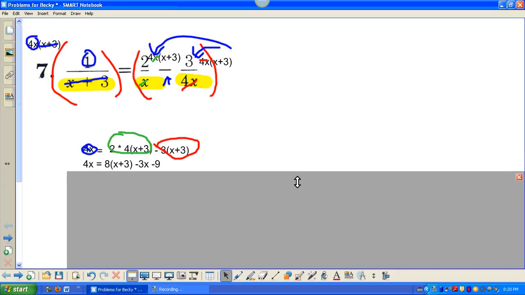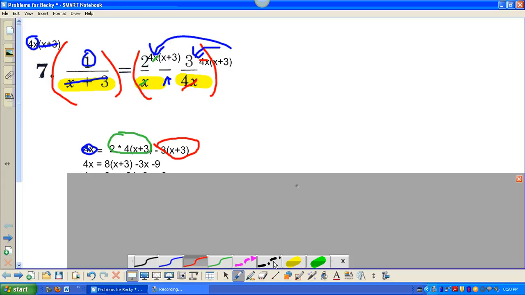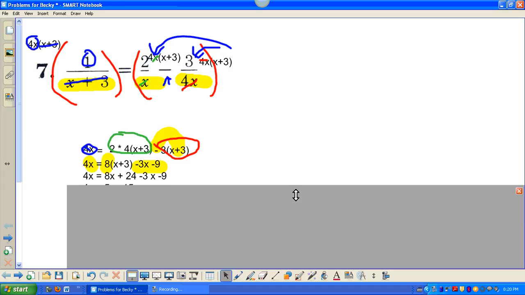The next step, I'm just going to leave my 4x here. Then 2 times 4 is 8. I just left my x minus 3, x plus 3. Then I took the negative 3 and I distributed it to the x plus 3, and that's what yielded negative 3x minus 9. On my next step, I have 4x equals 8x plus 24. I use the distributive property there, taking the 8 times the x and the 8 times the 3.